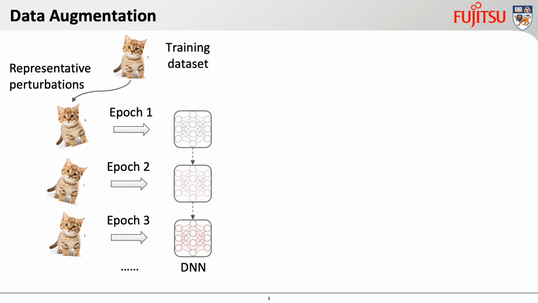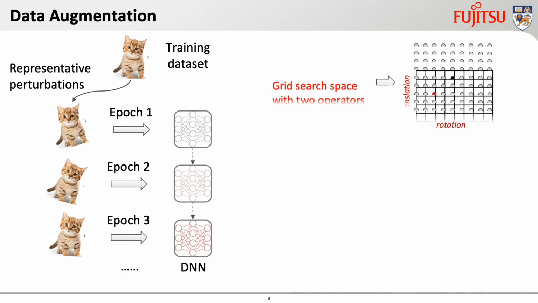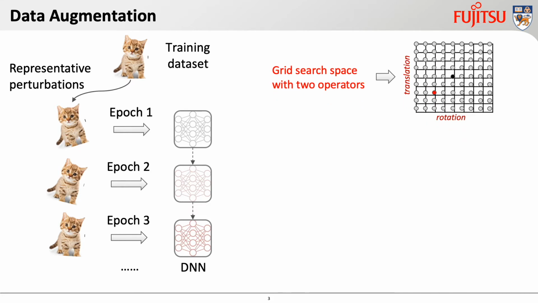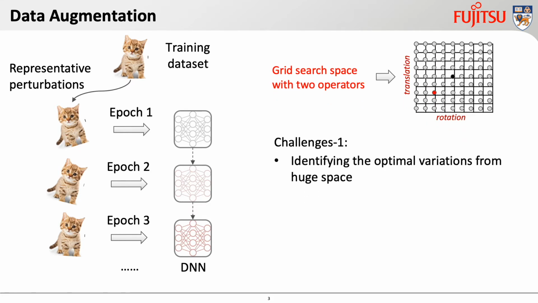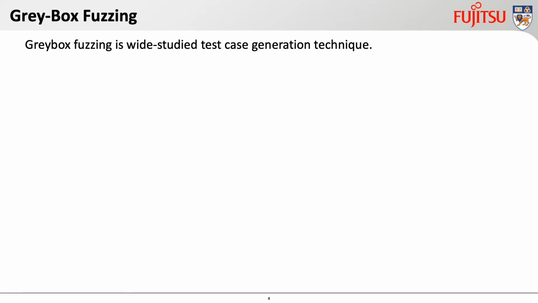However, generating representative perturbations is not easy, especially when the space of perturbation is huge. So the first challenge lies in how to identify representative perturbations from a huge space. Existing approaches randomly generate perturbations. As shown in our evaluation, those approaches are not effective enough. Our second challenge is that data augmentation must be efficient enough to save the valuable training time.